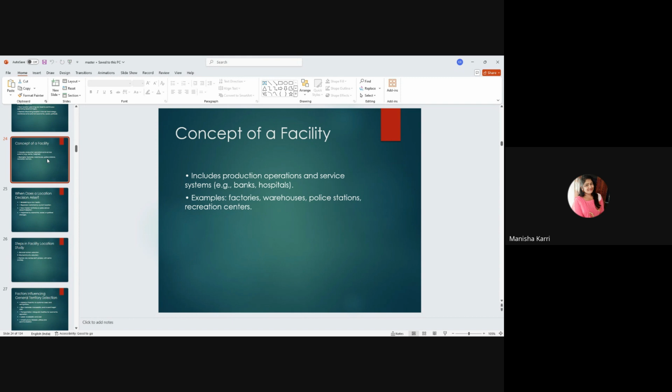Here, a facility can be any location used for production or service purposes, such as factories, banks, hospitals, and recreation centers. These facilities are essential for carrying out operations that serve people's needs or create products.